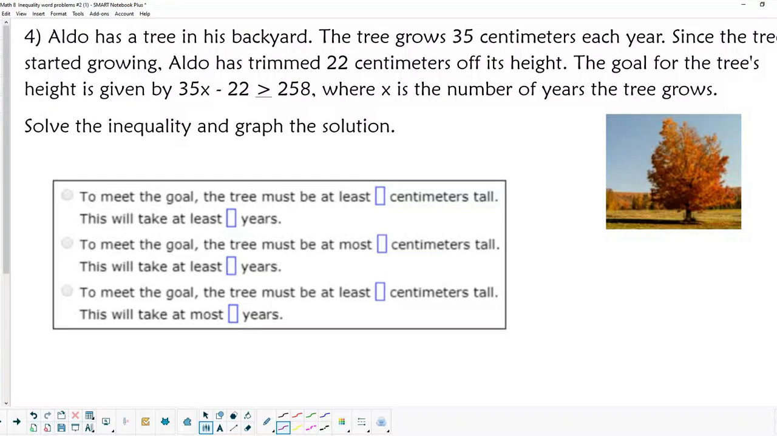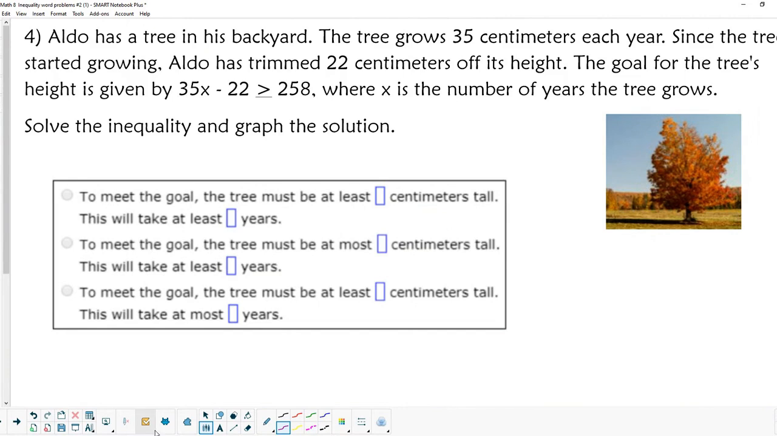Aldo has a tree in his backyard. The tree grows 35 centimeters each year. Since the tree started growing, Aldo has trimmed 22 centimeters off of its height. The goal of the tree's height is given by this inequality: 35x minus 22 is greater than or equal to 258, where x is the number of years the tree grows. Solve the inequality and graph the solution.